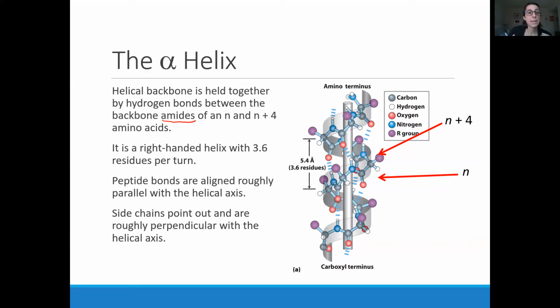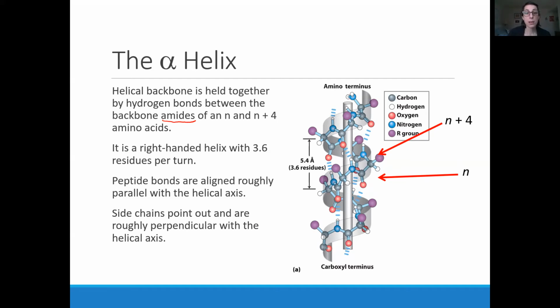Okay, it's a right-handed helix, which we'll discuss more. Its direction of turn is right-handed with 3.6 residues per turn. Every single loop of that turn has about 3.6 amino acids in it, so almost 4 amino acids. And that makes sense based on what I just said, because we have our N and N plus 4 amino acids that are kind of lining up and making a bond.